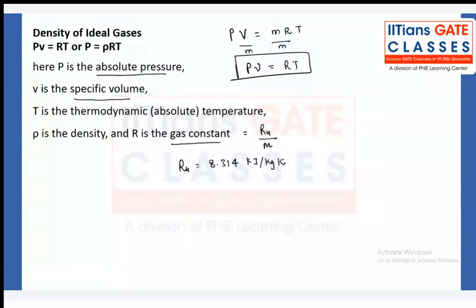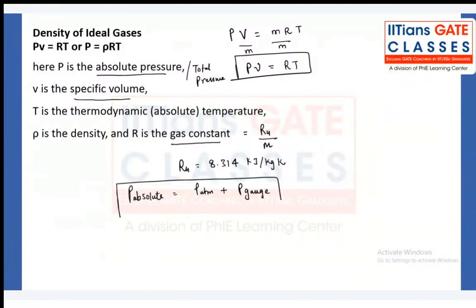But the very good thing is that P is absolute pressure. Now, what is the meaning of absolute pressure? Absolute pressure or total pressure. We will discuss in fluid statics, the second chapter, that P absolute will be written as P atmospheric pressure plus P gauge pressure. Make a note of it. Now we will try to understand what the gauge pressure is and what the atmospheric pressure is.